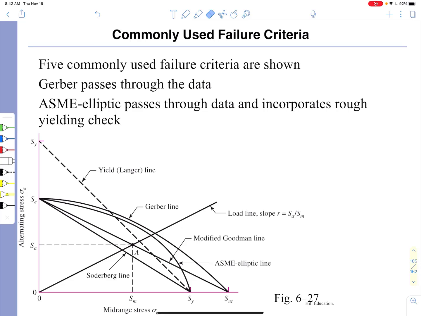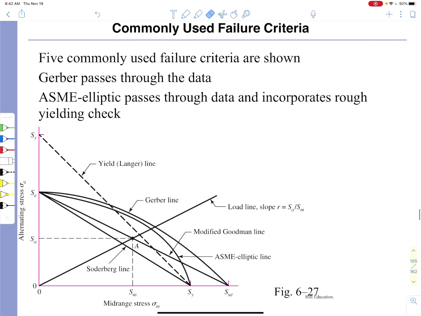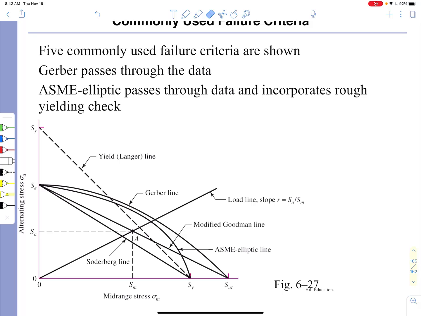There are a few things I want to clear up before we move forward. And the first is all of these fatigue factor of safety calculations we throw on top in the tensile mean stress sector. So we're talking about mean stresses here that are all tensile, and we have stress amplitudes over here. We draw these various lines by connecting the fully corrected endurance limit to either the yield strength or the ultimate along the mean stress axis.